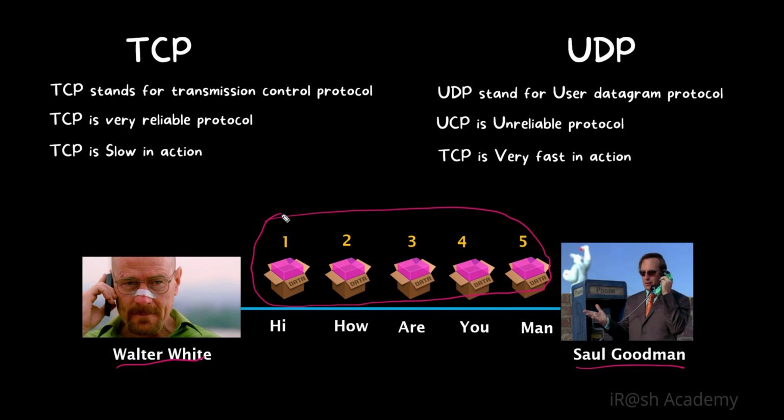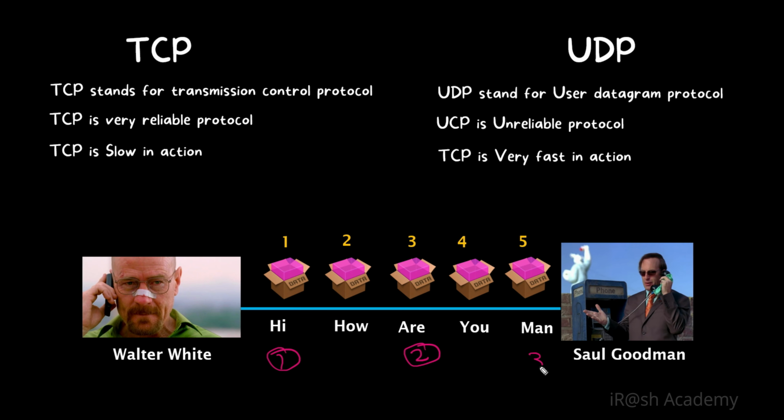For example, Walter White is sending the message, hi, how are you, man? So what if these packets are not received properly at the end? Imagine Saul Goodman receives only packet number 1, then packet number 3 as packet 2 and packet number 5 as packet 3. Packets number 2 and 4 are missing. So what if we try to resend that data again to Saul Goodman, because he already received hi, are, man. So he received the message hi, are, man.